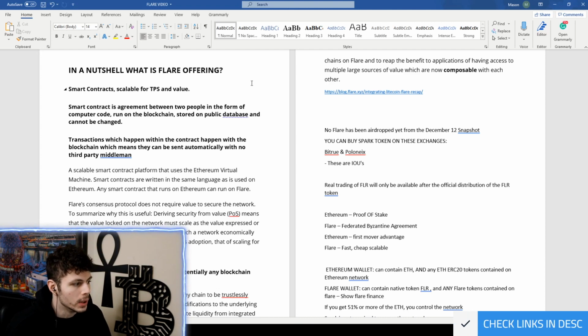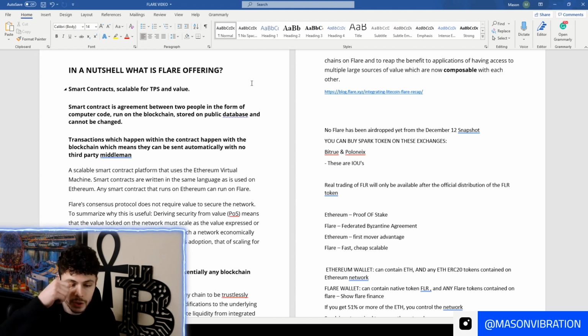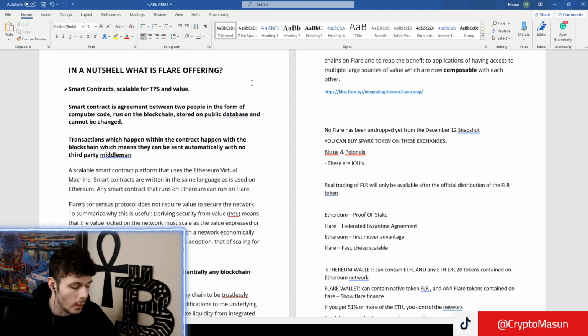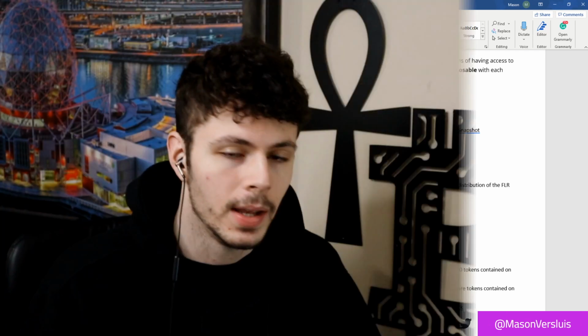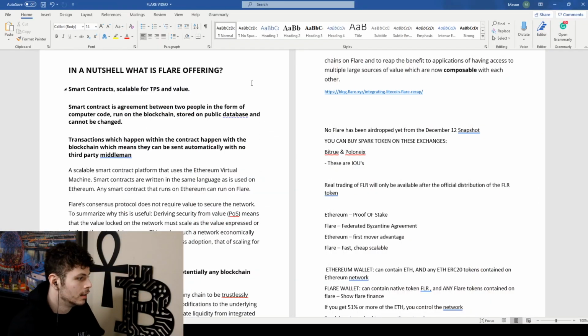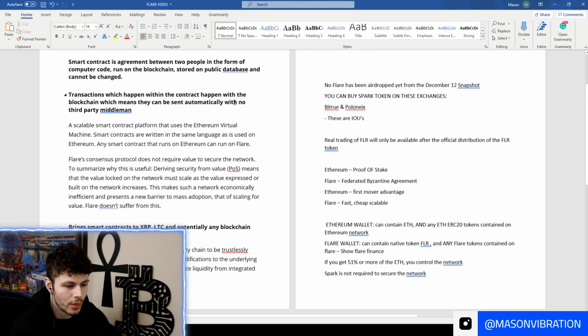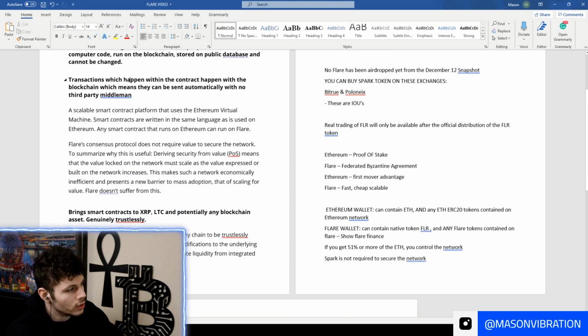A smart contract is an agreement between two people in the form of computer code. It's run on the blockchain, and it's stored on a public database so that you cannot change it. Everybody can see what's happening. That's what the blockchain is all about. I want to see where my tax money is going, so it can be listed on a public ledger. When I pay my millions of dollars in taxes in the future, we can see exactly where that money is going because it's on the blockchain. There's no lying. The blockchain is math. Transactions can happen instantly because it's on the blockchain. There's no middleman.